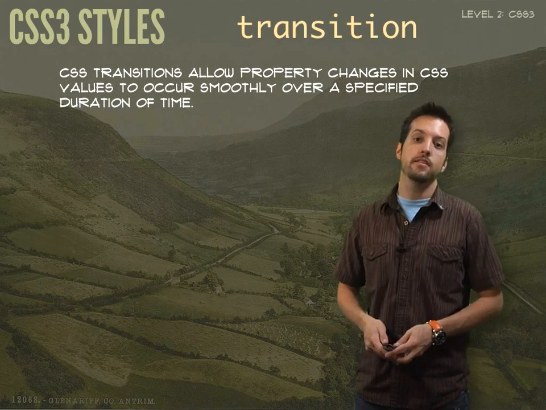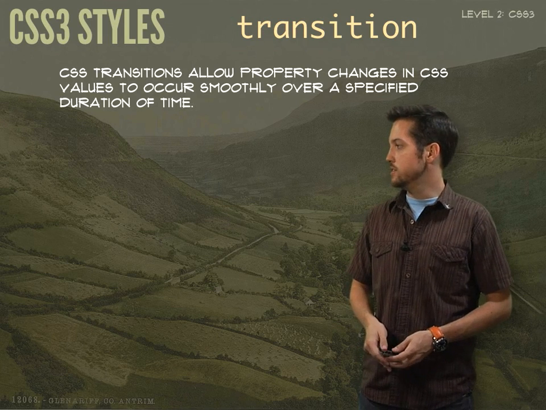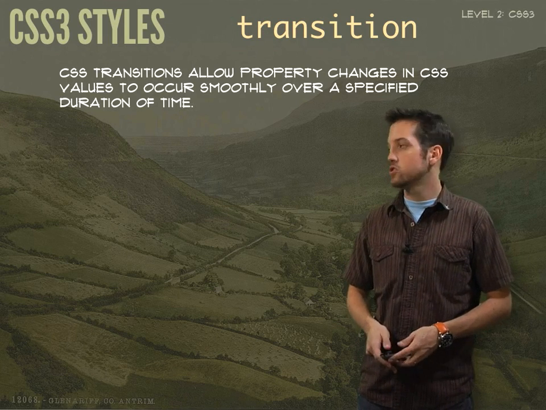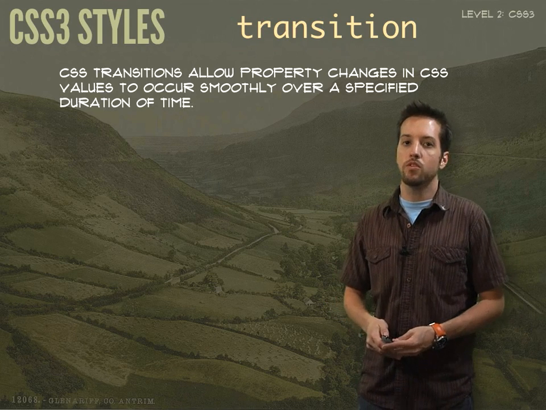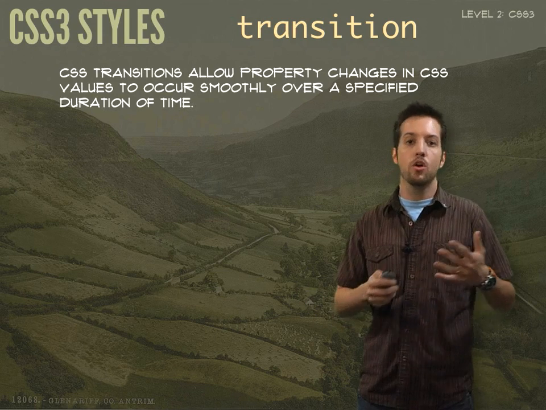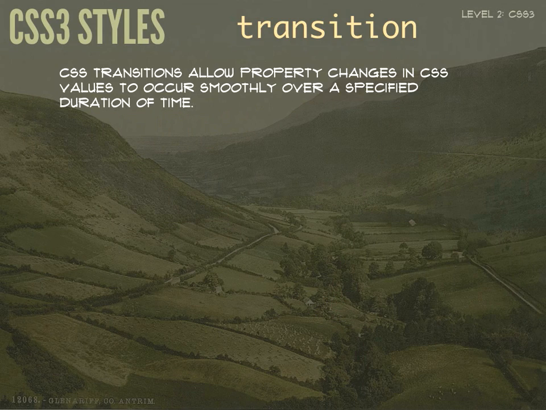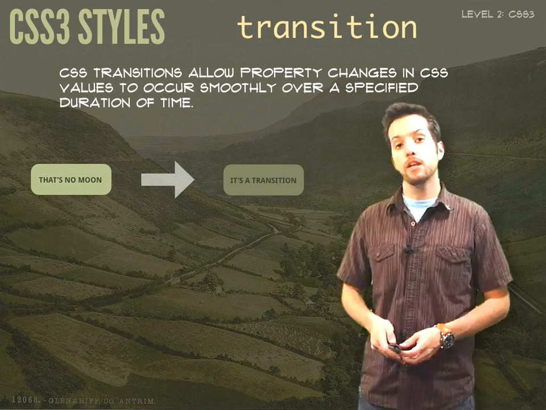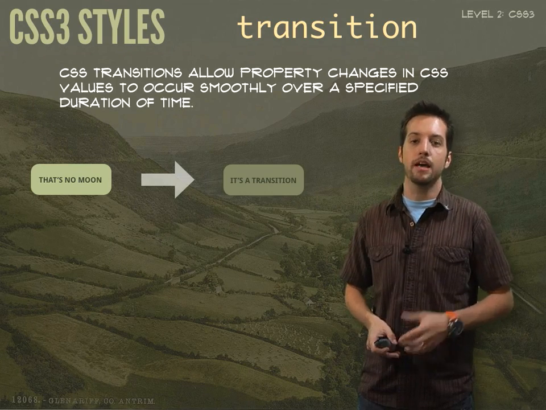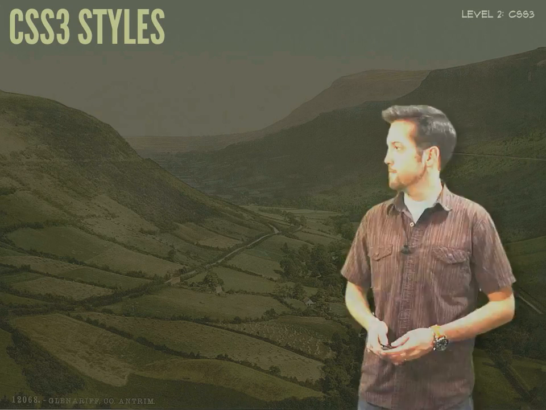Next, let's look at CSS transitions. CSS transitions allow property changes in CSS values to occur smoothly over a specified duration. Basically what this means is we can create some pretty cool transition or rollover effects without using JavaScript. So if we had a button that we wanted to add a transformation to and not just a hover state, we could do that. Now we're going to get into the CSS transition property a little bit more in depth later on in the course, so bear with me there.